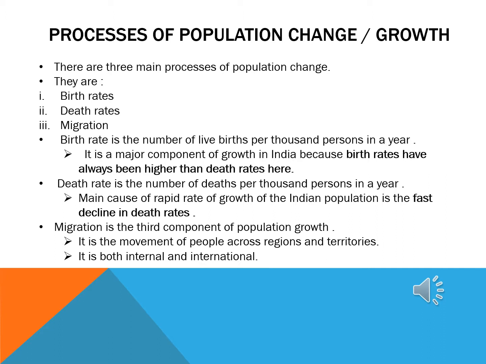Death rate is the number of deaths per thousand persons in a year. The main cause of the rapid rate of growth of the Indian population is the fast decline in the death rates. Migration is the third component of population growth. It is the movement of people across regions and territories. It can be both internal as well as international.